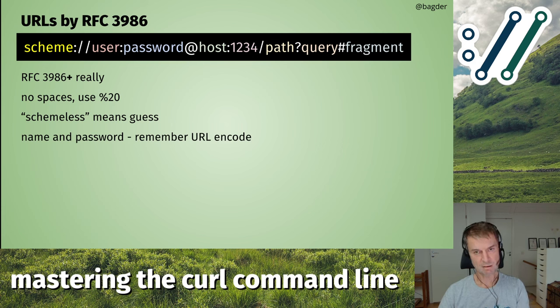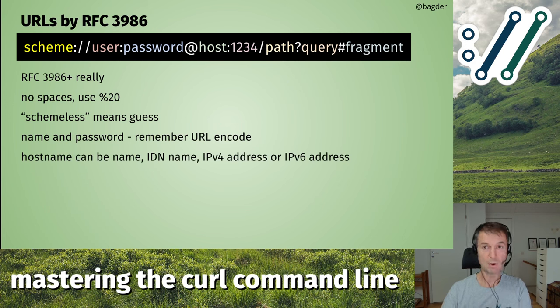And of course, you can provide a user and password in the URL there. If you do that, you have to remember to URL encode them if you have some funny letters in there, for example. And the host name, as you can see in the example up there, comes after the @. That's the host name that you want to connect to. That's the server. The name of the server could be a name with just ASCII letters, or it could be an international domain name. It can be an IPv4 address, or it can be an IPv6 address, like this, right?